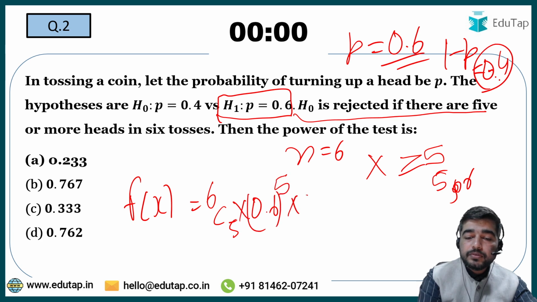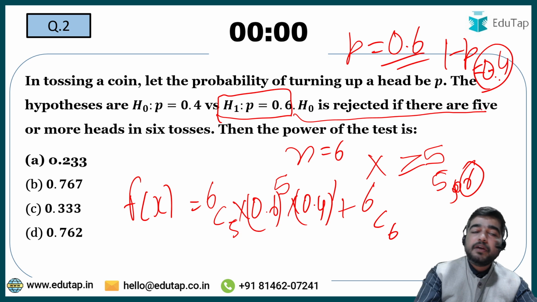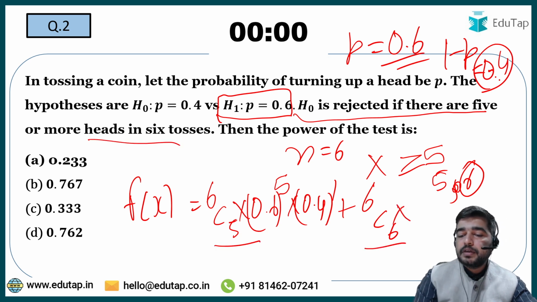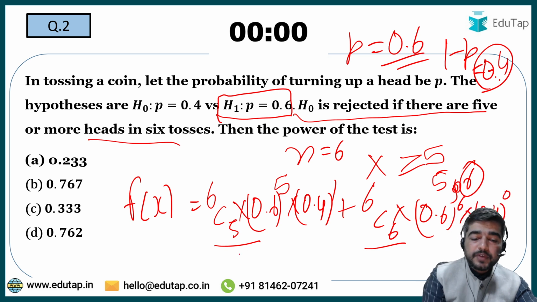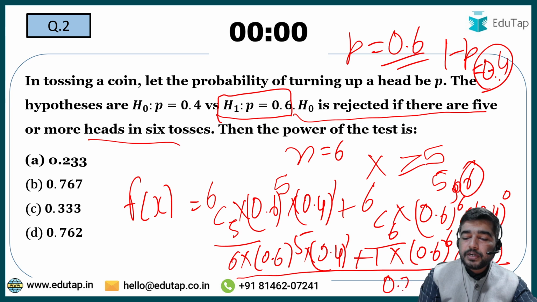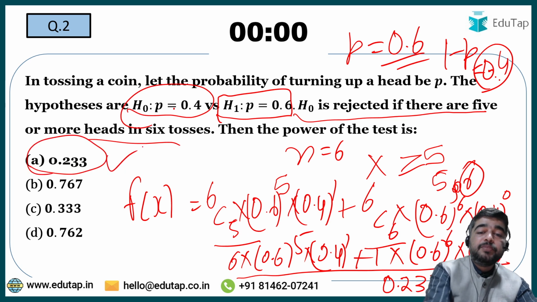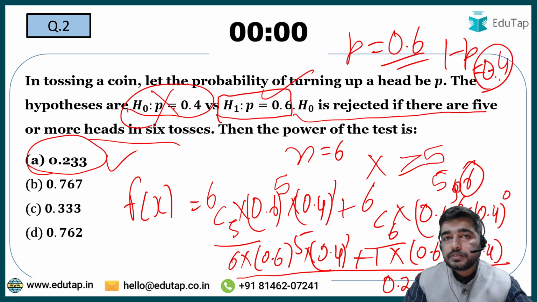So into 0.6 raised to power 5 into 0.4 raised to power 1, plus 6C6, because there are 5 or more heads, so there can be 5 heads or 6 heads, into 0.6 raised to power 6 into 0.4 raised to power 0. So this will give you 6 into 0.6^5 into 0.4 plus 1 into 0.6^6. When you solve this, it comes to 0.233. So the probability here is 0.233, by which we can reject our null hypothesis. We will accept the alternative hypothesis. Your answer will be 0.233.